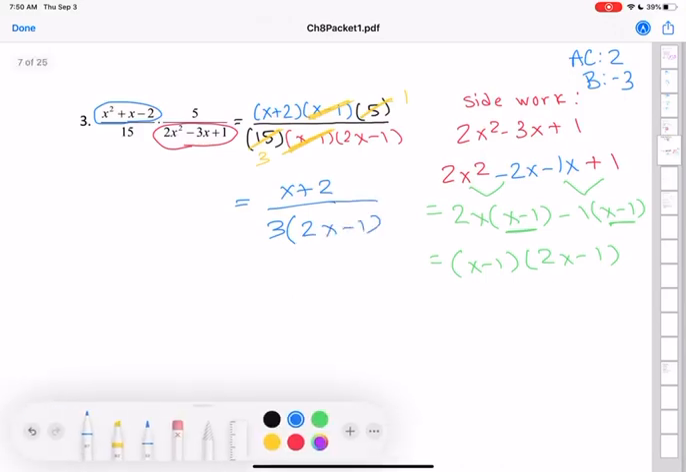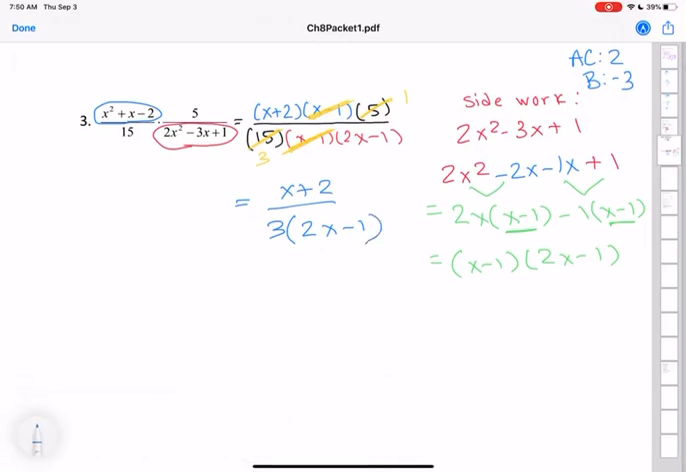And some people are tempted to go ahead and multiply that 3 out. I would say don't do that. Just leave everything totally factored. Okay, so this is good. Just stop right there, and it looks perfect.